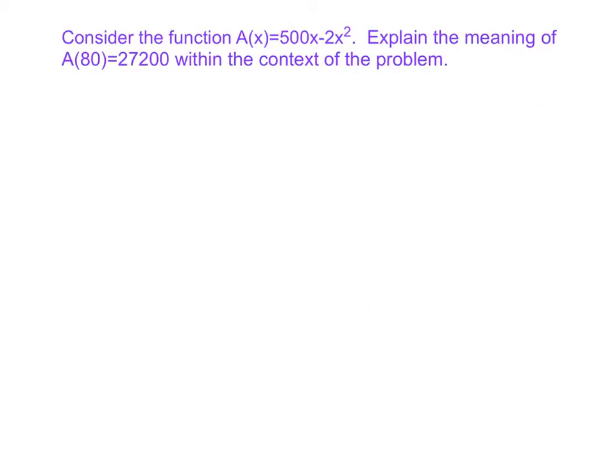Here's a really thought-provoking question. They said, consider the function A of x equals 500x minus 2x squared, which is the one we just wrote. We just changed the notation here so that we were using function notation on the left side. They want me to explain the meaning of A of 80 equaling 27,200 within the context of the problem.